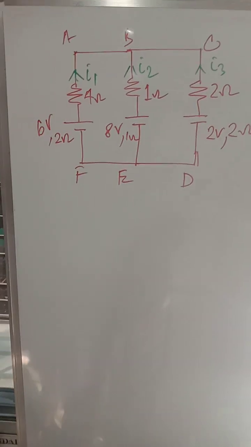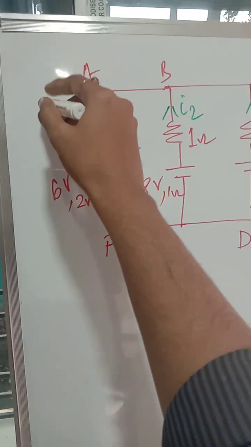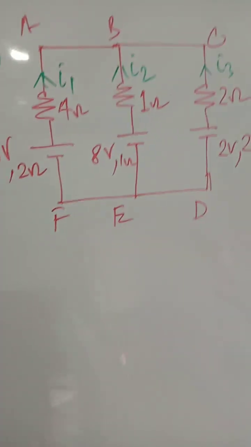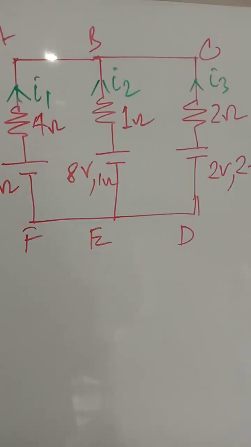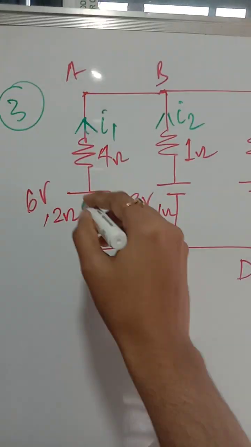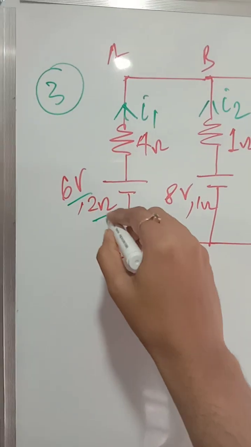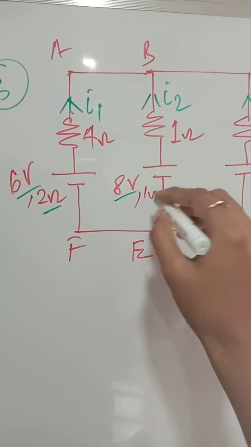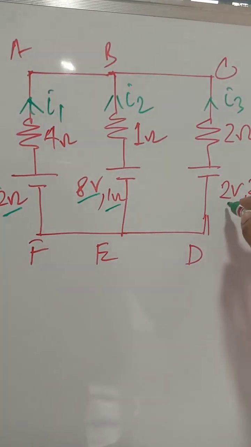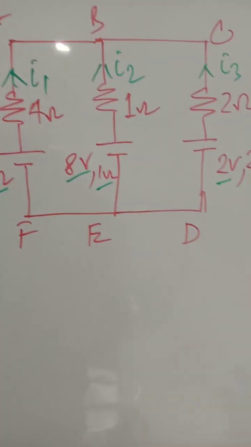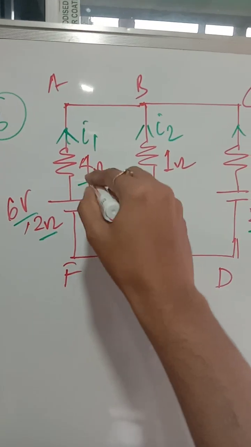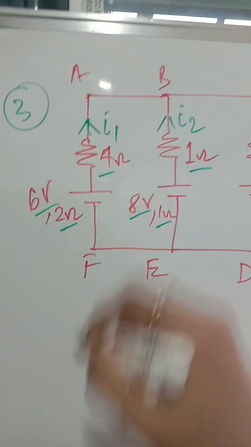Kirchhoff's law problem I gave you in the last class, number 3. Here, the first thing you have to do is draw the diagram. This is a 6 volt cell with internal resistance 2 ohms, and an 8 volt cell EMF with internal resistance 2 ohms, and a 2 volt cell with 2 ohm internal resistance. The external resistances are mentioned, and the current directions are given.